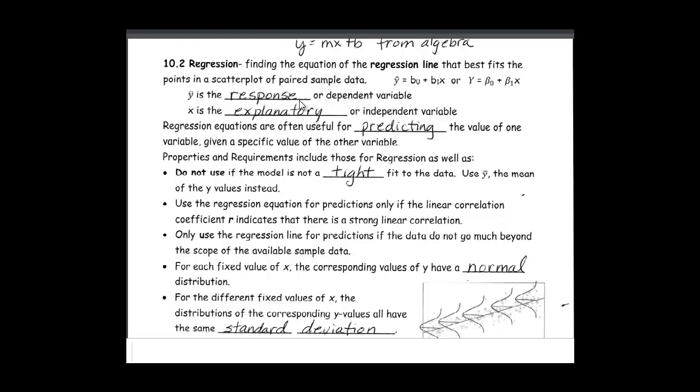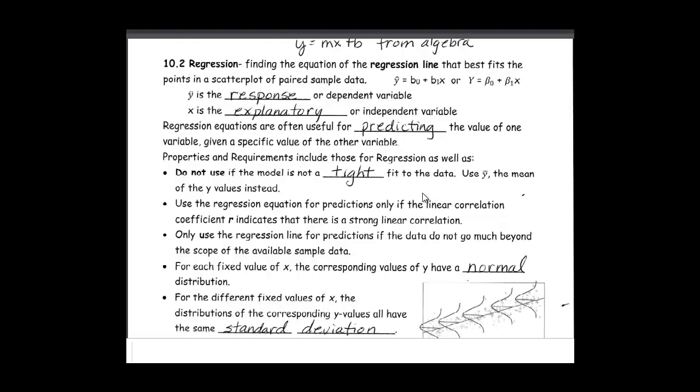Okay, so y hat is the response or the dependent variable, and that's probably not news for many of you. X is the explanatory or the independent variable. Many of us look at x as always going along the horizontal axis and y along the vertical axis, but I want you to focus on what is dependent and independent. Regression equations are often useful for predicting the value of one variable, and we're going to see how we can do this given a value for the other variable. We're going to do this in StatCrunch.